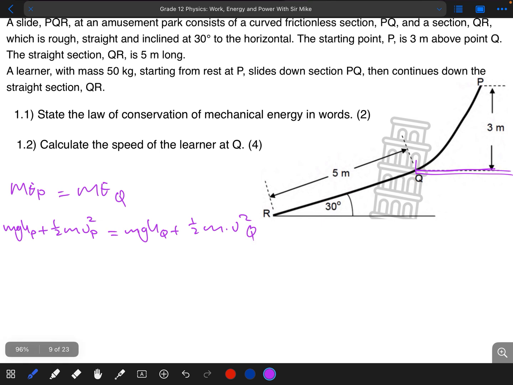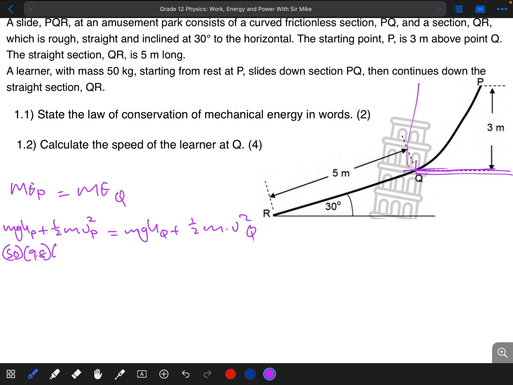If we substitute our values, we know that the mass is 50, so it's 50 multiplied by 9.8 multiplied by the vertical height. We know that point P is 3 meters above point Q. So you take point Q as your zero reference only for this section. When our object is at that point, it would be at our reference point, which is 0.